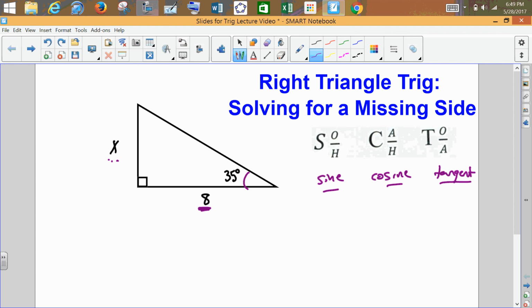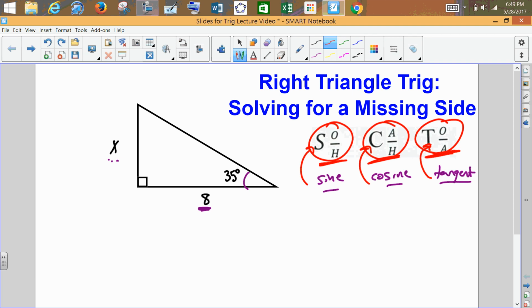Now, I can use these three trig functions because I do have one acute angle and one side. In terms of which one to use, I'm going to revert back to the abbreviation I think of when I hear these words, sine, cosine, and tangent. I think of the abbreviation SOH CAH TOA. And again, this abbreviation helps me remember which ratio of sides go with which trig function.